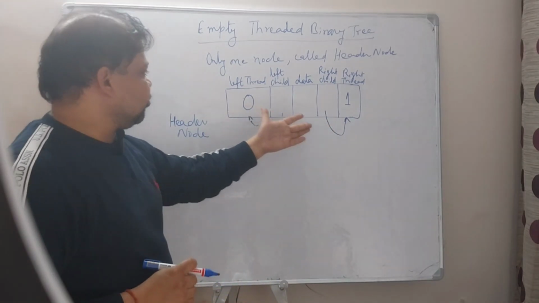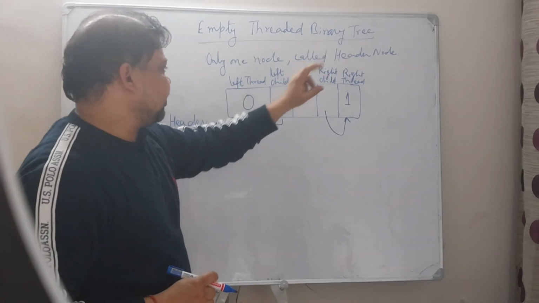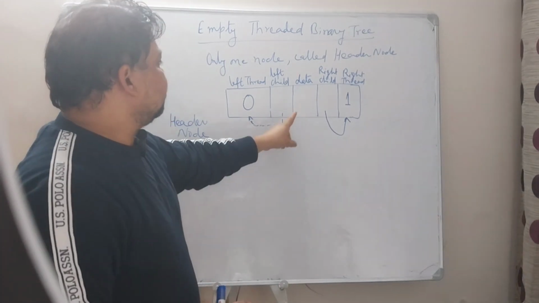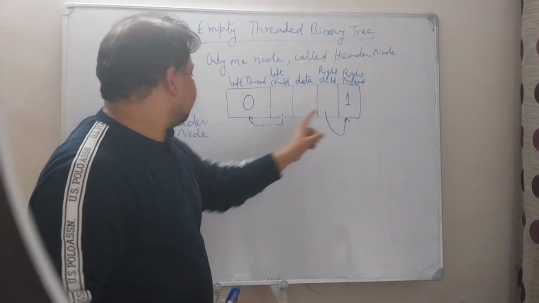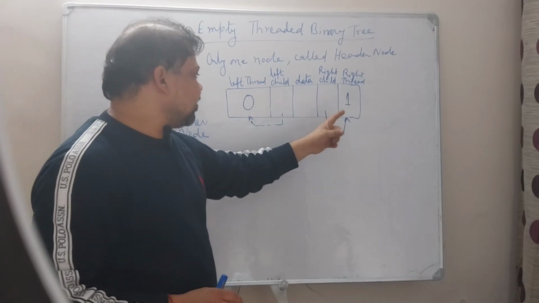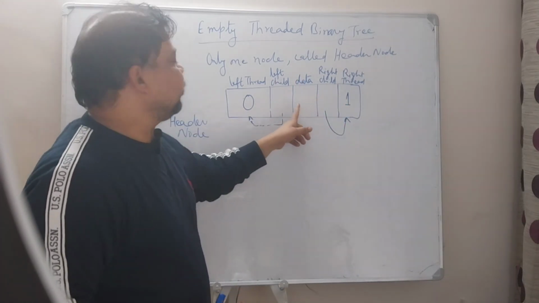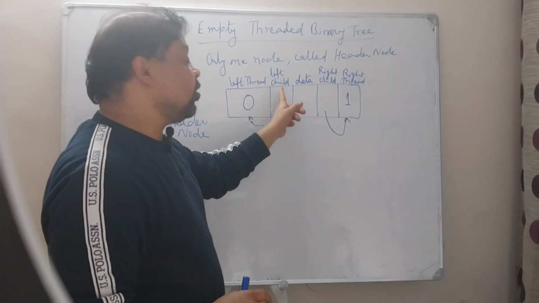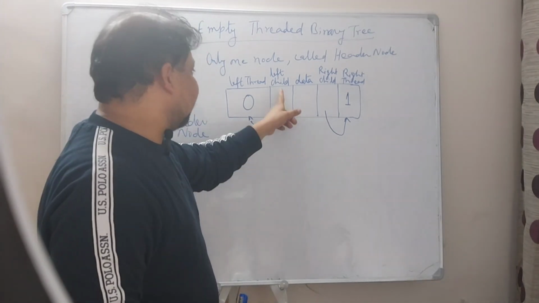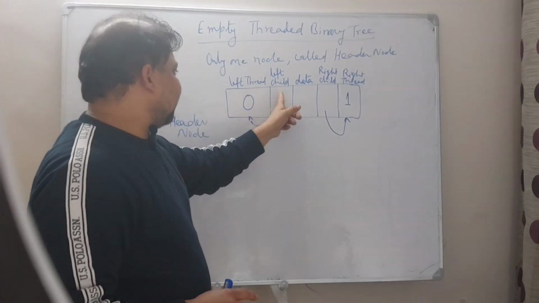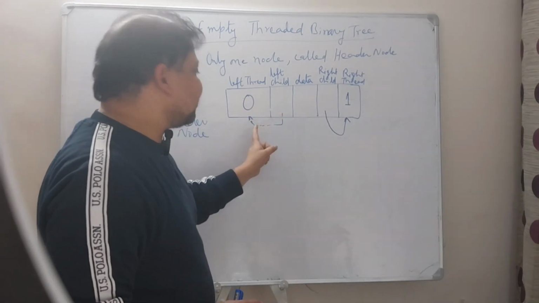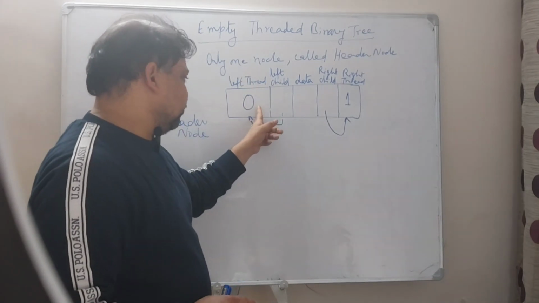So this is the overall structure of an empty threaded binary tree. If you want to create one, you have to create a header node of the 5 fields in which the data field will be empty. The left child will have the address of the same node as a thread, not as a child. And to indicate that it is a thread, the left thread value will be 0.